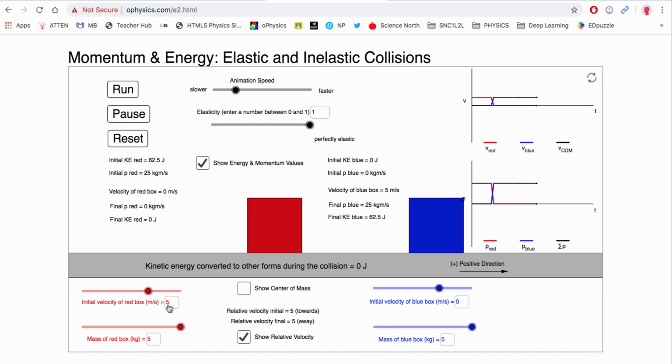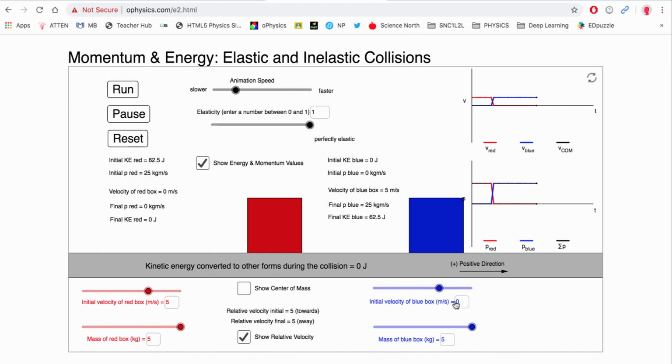Red box went in towards the right at 5 meters per second. After the interaction, it stopped. It had a total of 62.5 joules of kinetic energy and 25 kilogram meters per second of momentum. After the interaction, it had no kinetic energy and no momentum because it was at rest.